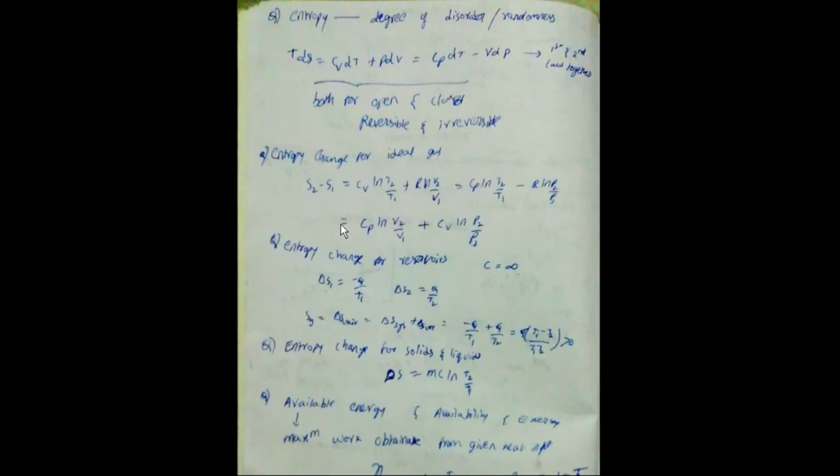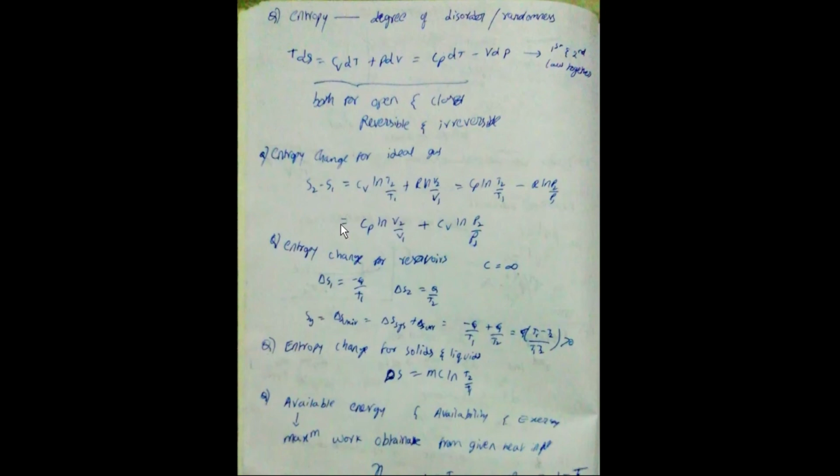Entropy is the degree of disorderness or randomness. TdS is equal to CvdT plus PdV is equal to CpdT minus VdP. This is the first law and second law combined together, for both open and closed systems, reversible and irreversible, because everything involved here is a property, so these equations can be used for anything.